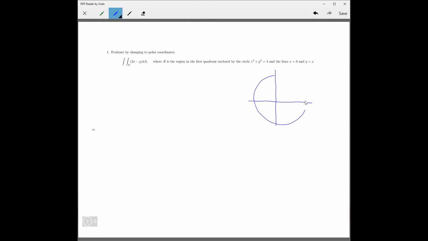Here's the circle. What's the radius of this circle? Dang, this is not such a great circle. I guess it's round, but I didn't put it in the right spot. So its radius is 2. And then you have x equals 0, that would be this right here. And then you have y equals x, and that would be right here. So we're looking at this region here.